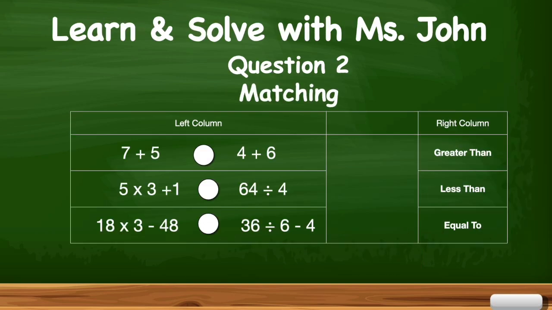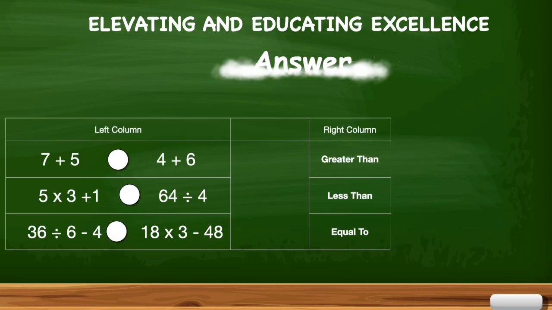Question number 2, matching. So what we're going to do is match the left column to the right column. In order to solve for the answer, you have to do 7 plus 5 and find the answer for that, and then find the answer for 4 plus 6 and see whether or not the answer is representing greater than, less than, or equal to. You got this. Answer.